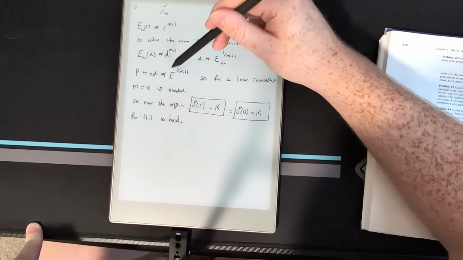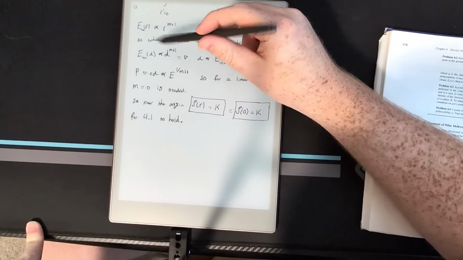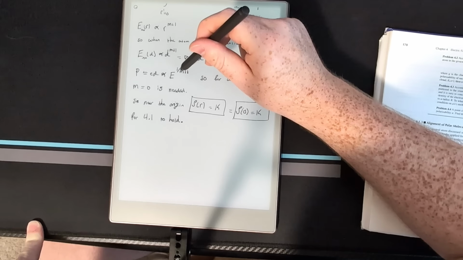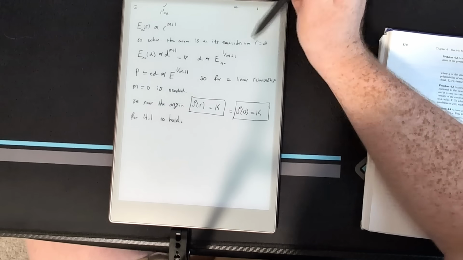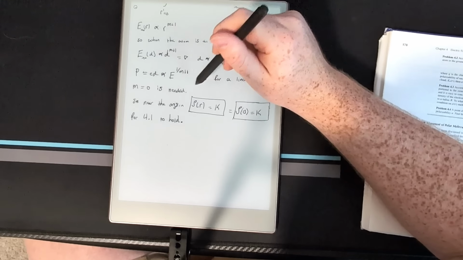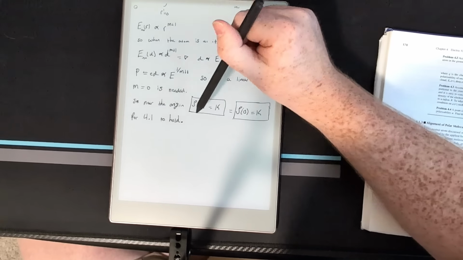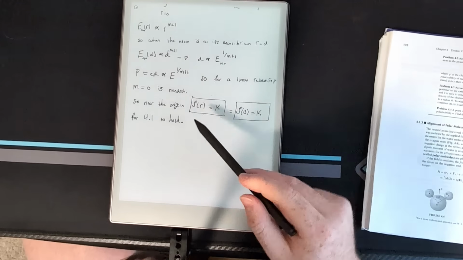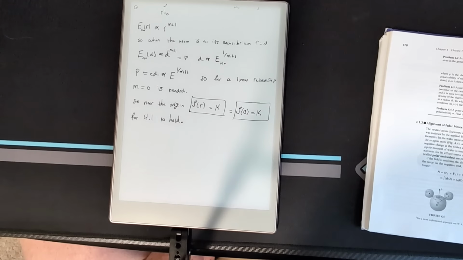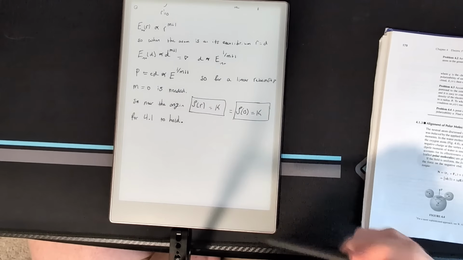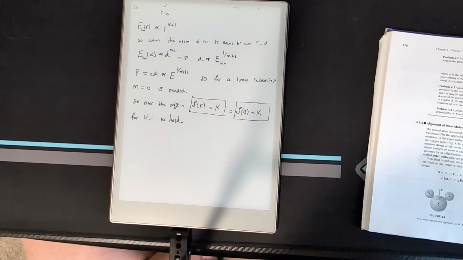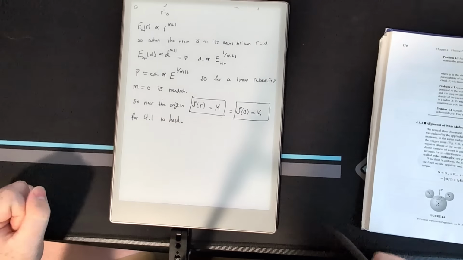But if we want a linear relationship here, then we want m to be 0. Because if we plug in 0, then we just get 1 over 1, which is just E to the 1. So we get a linear relationship. So essentially, to get a linear relationship, we need the charge density to be some constant for equation 4.1 to hold. And it's saying that this is in the weak field limit. In the weak field limit, that just means when we're very close to the origin, I think.